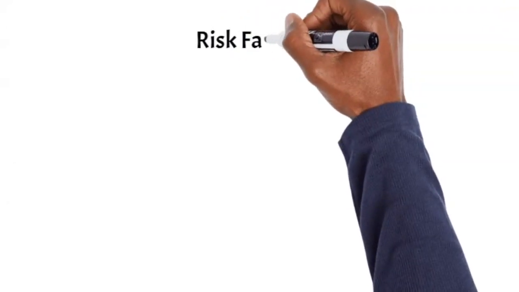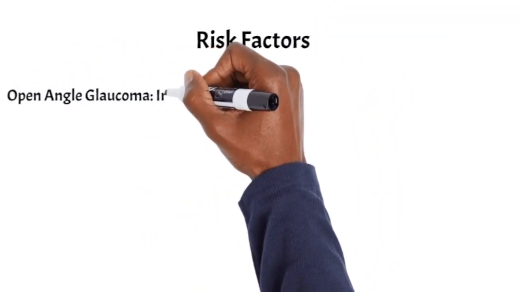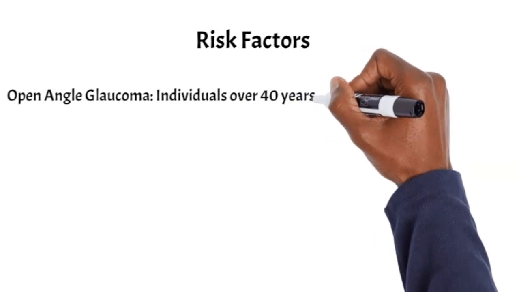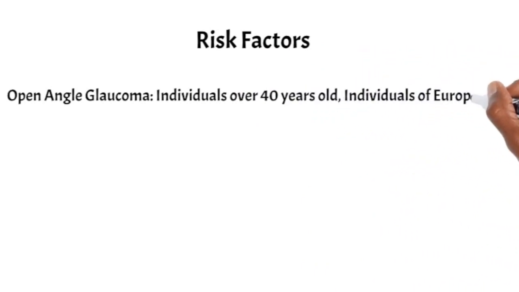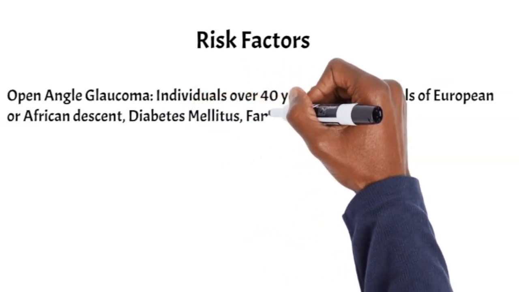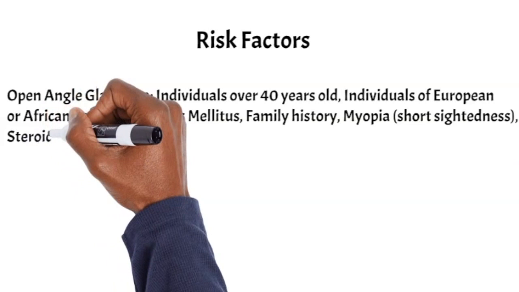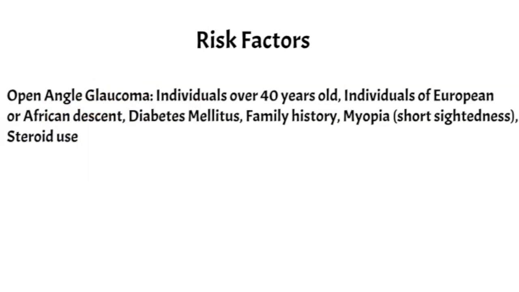So, risk factors associated with glaucoma. Open-angle glaucoma typically occurs in those over the age of 40 years, and it's also typically seen in individuals of European or African descent. Individuals with diabetes and also a family history of glaucoma are also at increased risk, as well as individuals with myopia, which is short-sightedness, and also steroid use.